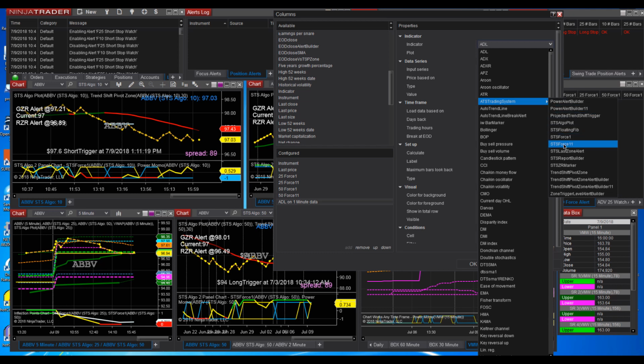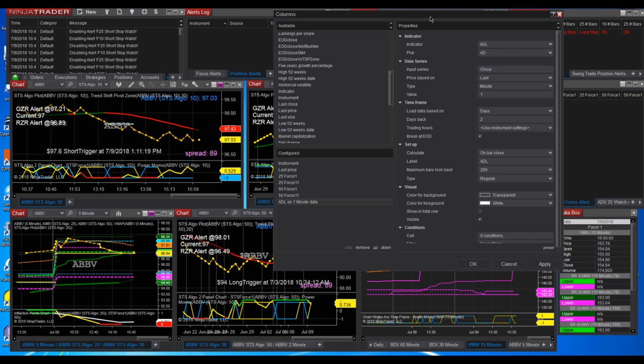Now the reason this does this is because Ninja's scanners don't work like I want them to, so I had all this custom built. I'm going to remove this and hit apply and OK.